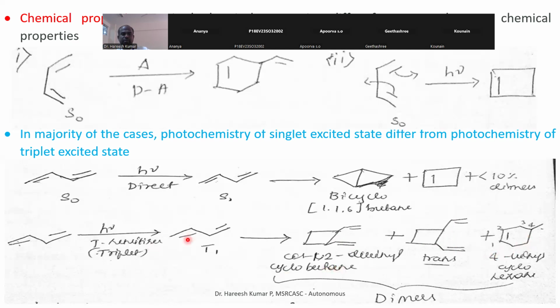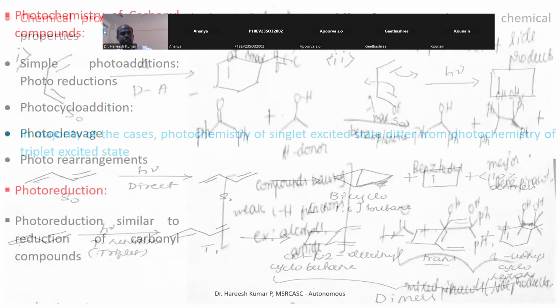Overall, you can observe that singlet excited state gives rise to the cyclization product with the 10% dimerized product, whereas the triplet excited state gives you majorly the dimer product. With this, I will go to the next slide.